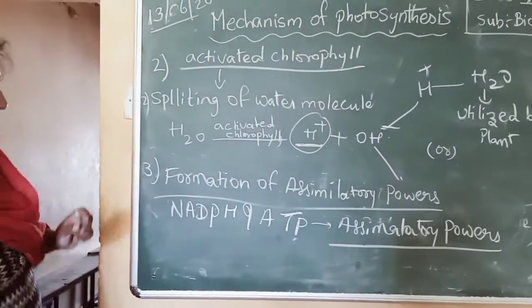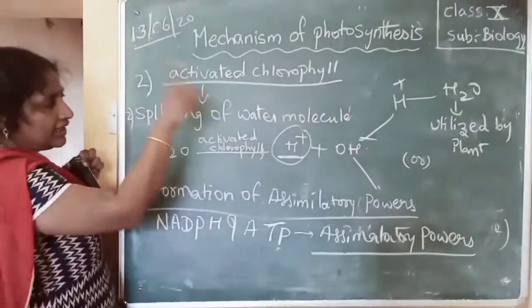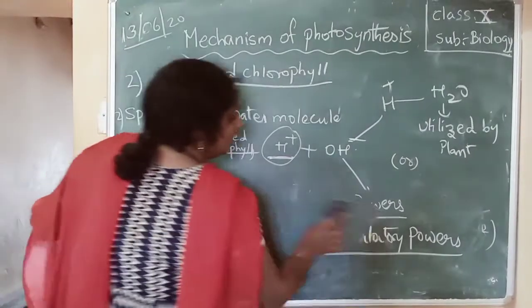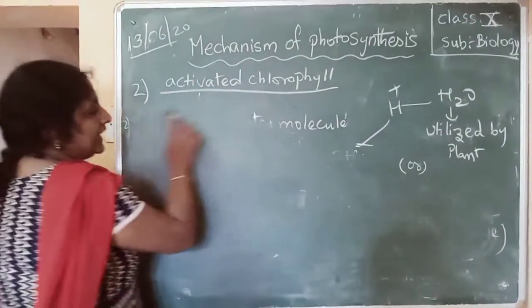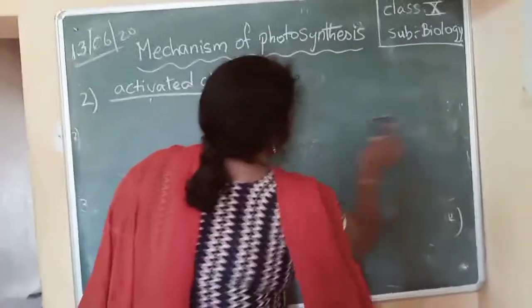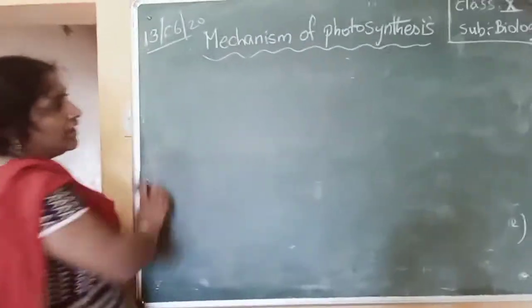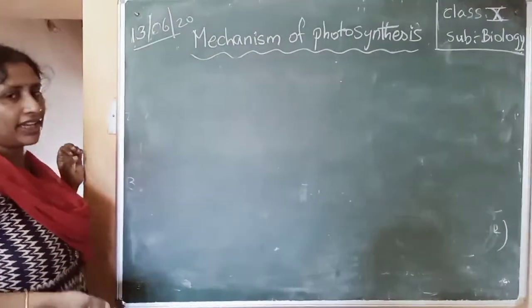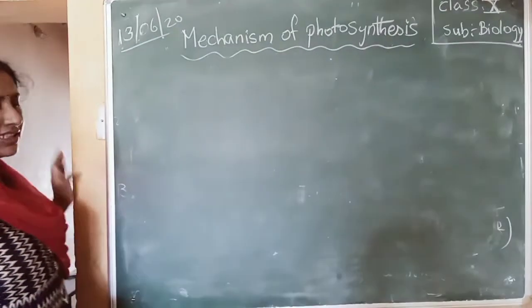Now coming to the second step. All these equations were discovered by Robert Hill. So this light dependent reaction can be called as photochemical reaction or Hill reaction, because Robert Hill has discovered this reaction.